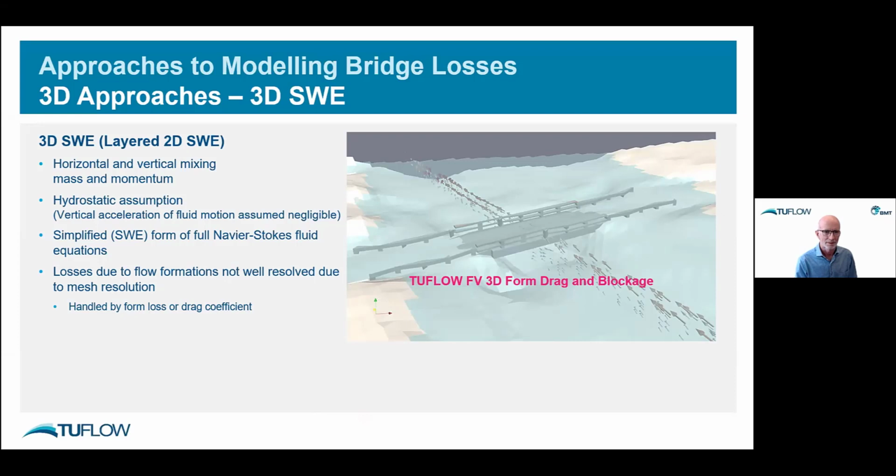The assumption in this type of model is that the vertical acceleration is negligible. So basically you can have the velocity transition up or down, but you assume that the vertical acceleration is small, and that you have a hydrostatic assumption. Like the 2D solution, if you're not resolving the flow patterns well, if your mesh is too coarse to do that, or you don't have a good turbulence scheme, you may need to revert to the more simple way of just applying a form loss or drag coefficient to the actual obstruction, such as the pier.